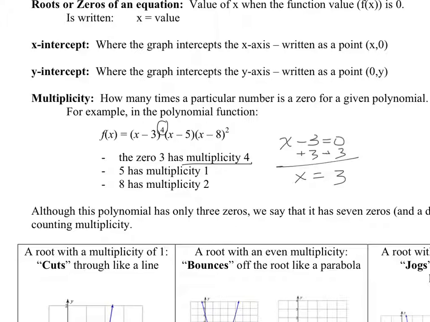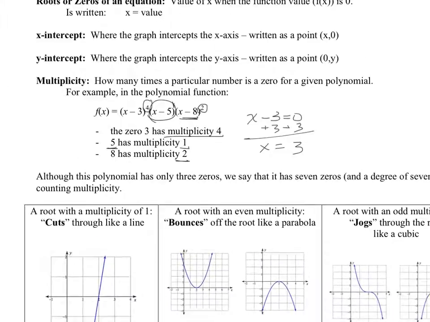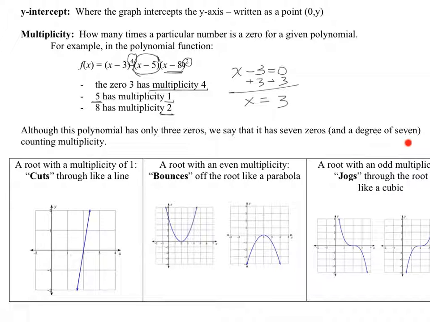Then we have x plus 5, so x equals negative 5, and it has a multiplicity of 1 because the exponent is 1 here. And if we set the next factor equal to 0, we get 8. X is 8 with an exponent of 2, so it has a multiplicity of 2. So although this function only has 3 roots, 3, negative 5, and 8, it actually has a degree of 7 because of the multiplicities. So it has 7 zeros, or the degree of 7, because you're counting all those multiplicities.